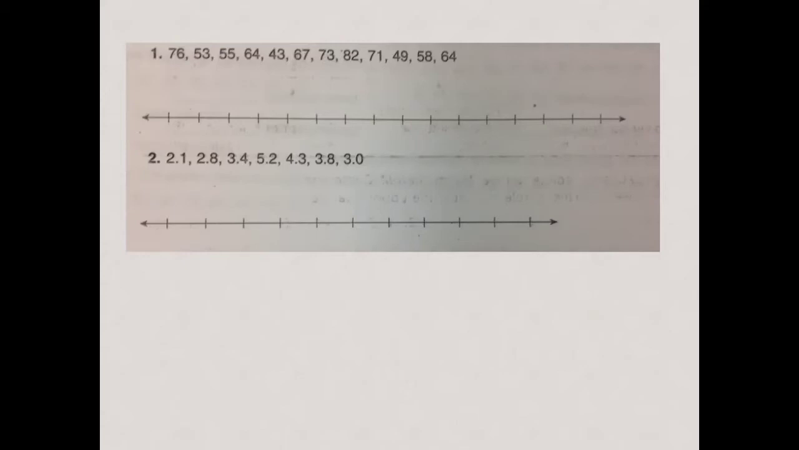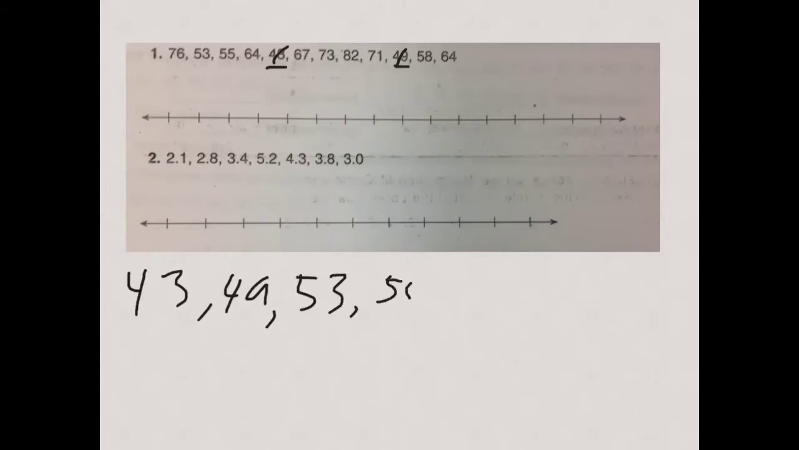So let's look for the lowest number, starting with the 40s. I have 43, 49, so let's put them in order, 43 and 49. Okay, 53, 55, and 58. Now the 60s. I have 64, 67, and 64, so let's put 64 twice, then 67. I have a lot of numbers, so it's going to look kind of weird the way I write this out.